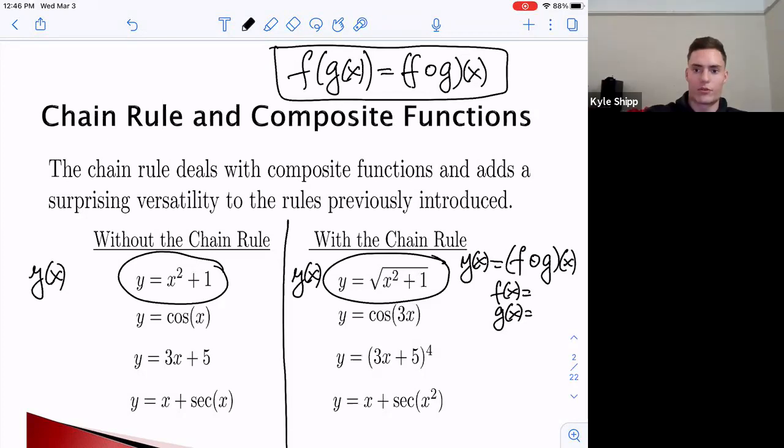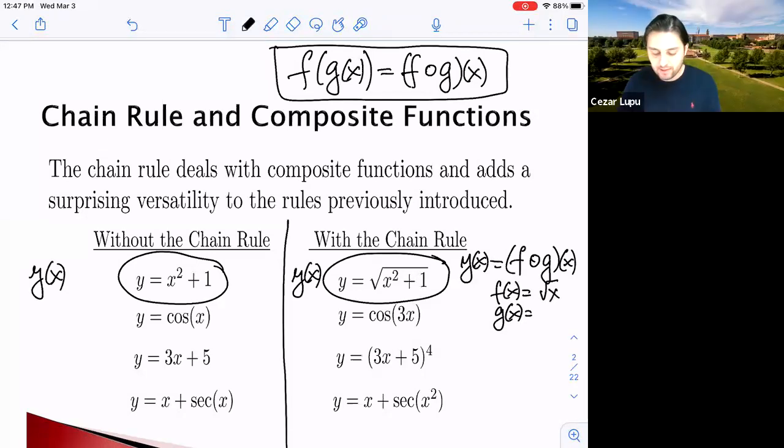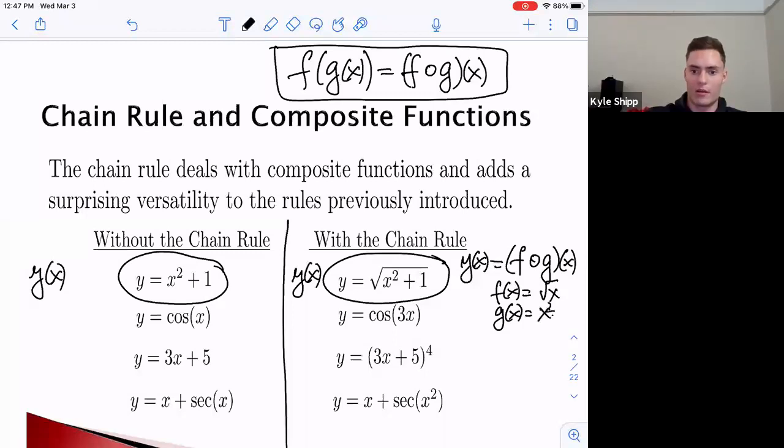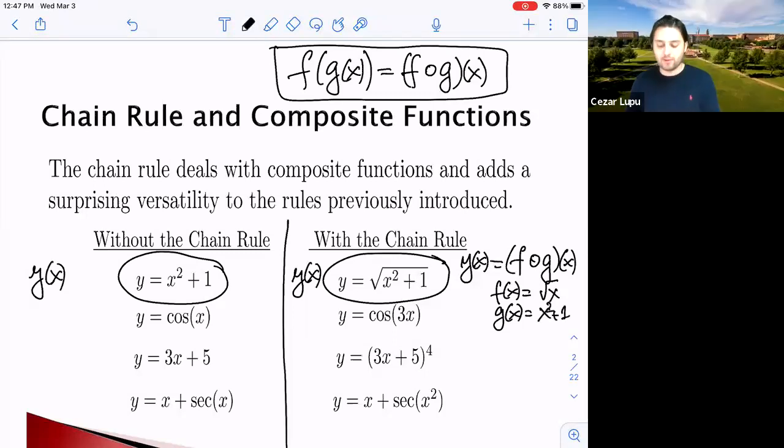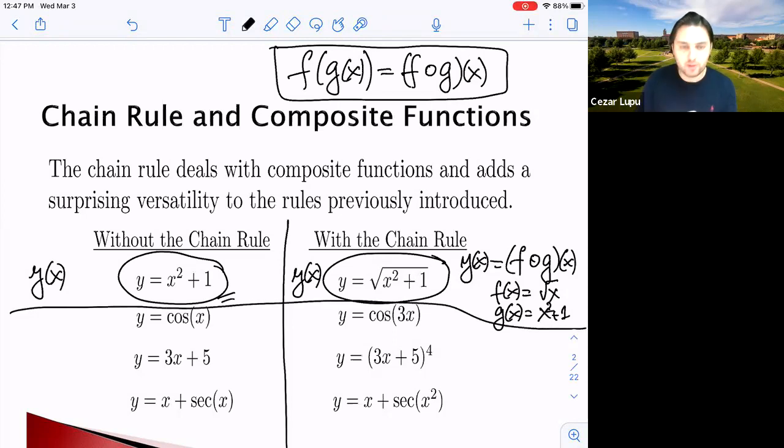f of x is root x. Exactly. And g of x is x squared plus 1. Exactly. You see? f is x squared plus 1, which you find here. So that's the difference between the two. All right, beautiful. Let's see, what about the second one?